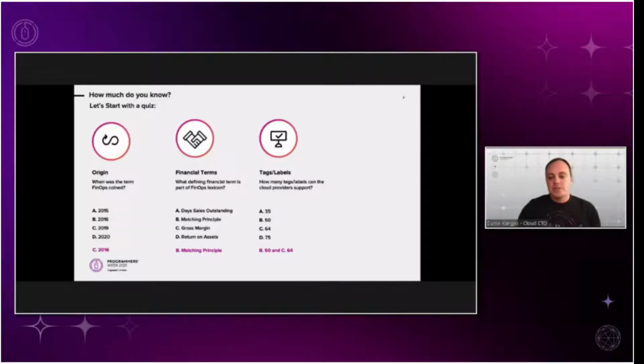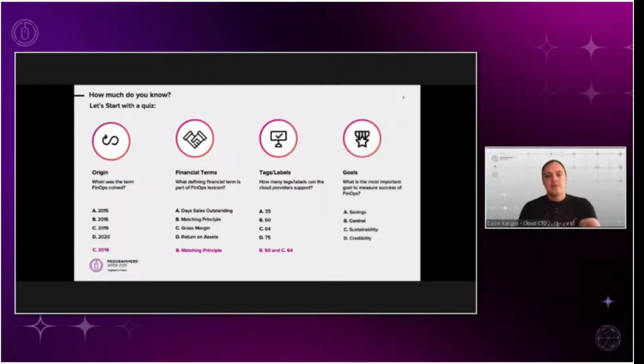And then the last question, right? What is the most important goal to measure success in FinOps? Is it savings, control, sustainability, or credibility?